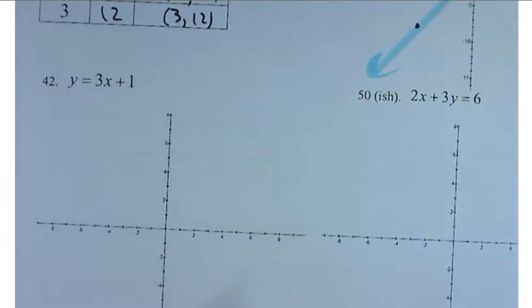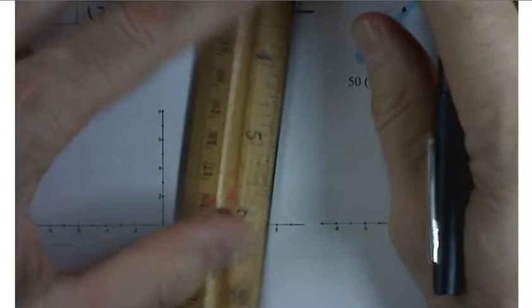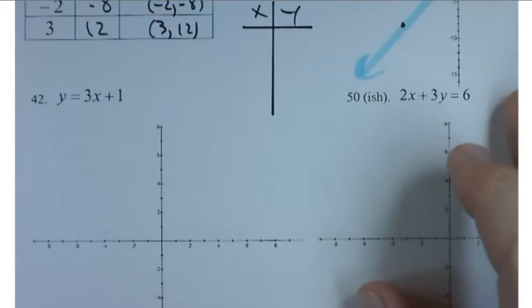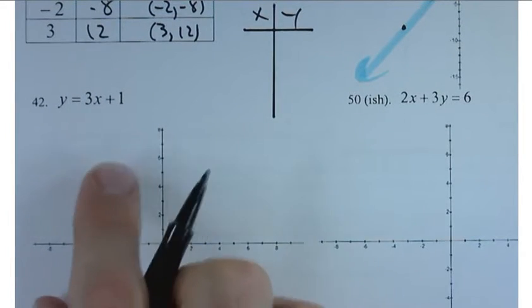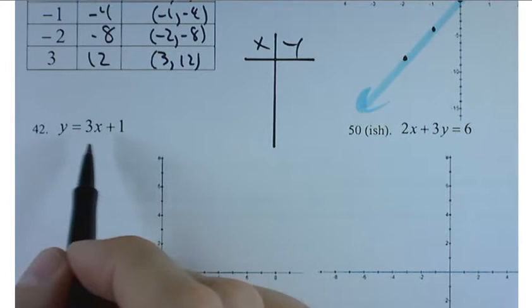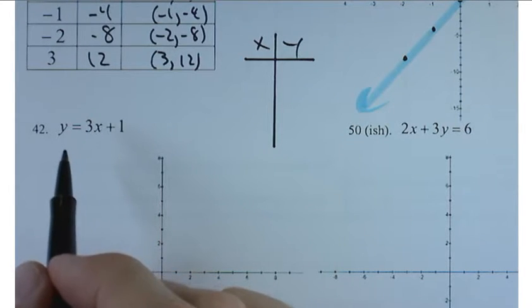So what you can do, especially with a problem like 42, is just make your own little table, and then choose your own little values. You choose any numbers you want. But what variable is solved for in the equation in number 42? The y variable is solved for, so it's easy to feed in values for x.